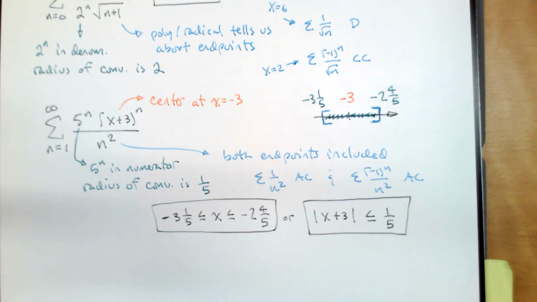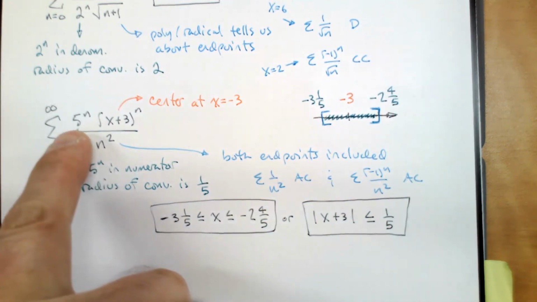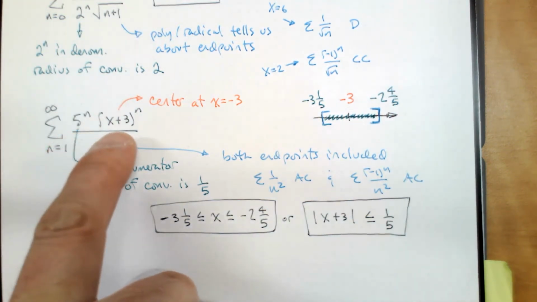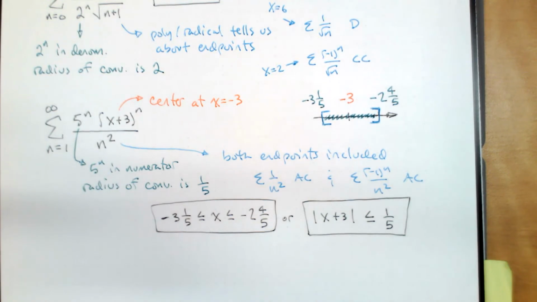Questions? Remember what we're thinking about. We're thinking about running the ratio test without having to run the ratio test. Be so proficient at running a ratio test that you can see what the answer is going to be. 5 to the n is going to leave behind a 5. x plus 3 to the n will leave behind an absolute value of x plus 3.